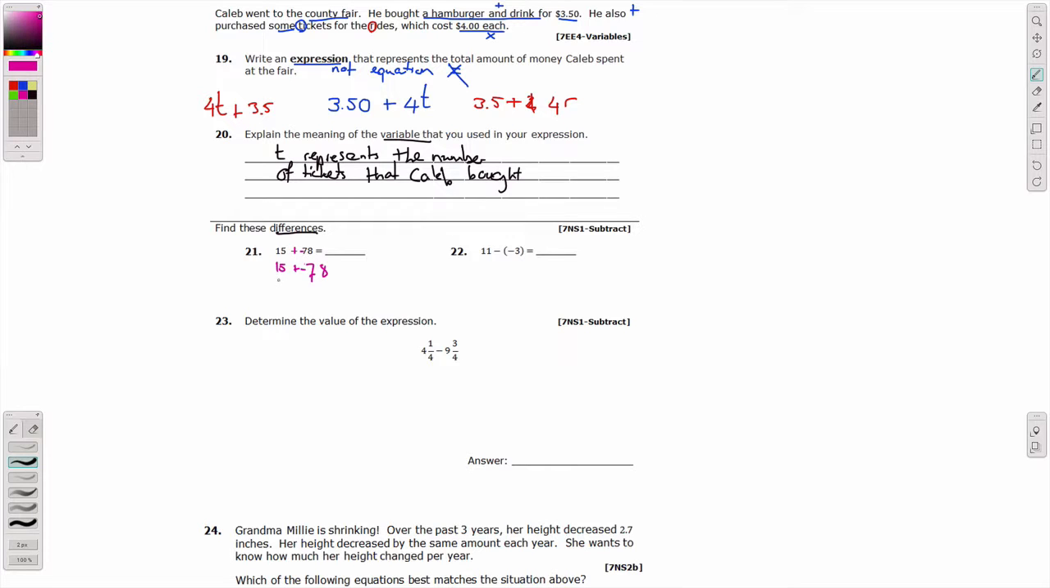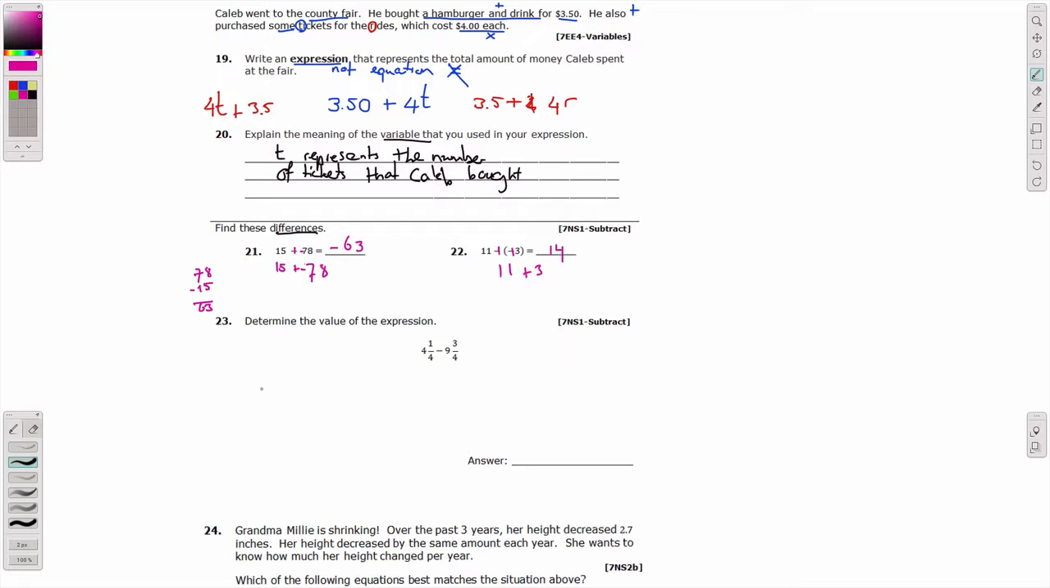Now, I follow the rules of adding opposite signs, so I have to subtract. 78 minus 15 equals 63. And the answer will be negative because the negative number has greater absolute value. Negative 78 is further from 0, so the sum will be negative 63. Number 22, boom, boom. Instead of 11 minus negative 3, I changed it to plus positive 3. Now it says 11 plus positive 3, which equals 14.